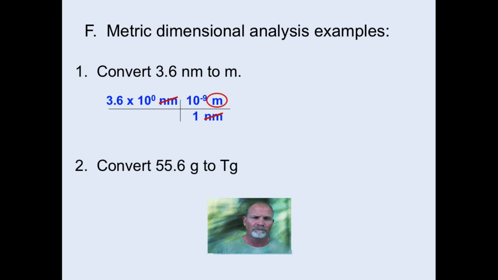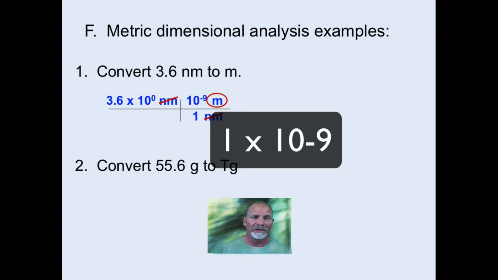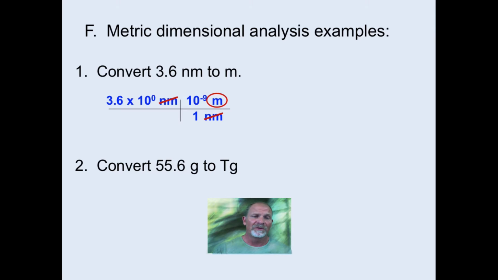Now, in front of that 10 to the negative 9 is an understood 1. So really my 3.6 times 1 divided by 1. So my 3.6 I can carry all the way over. And then all I have to do is work with my exponents. And I know the rule of thumb is this. When I multiply my exponents, I add them. So 0 plus negative 9 is negative 9. And I have a new unit, which is meters.